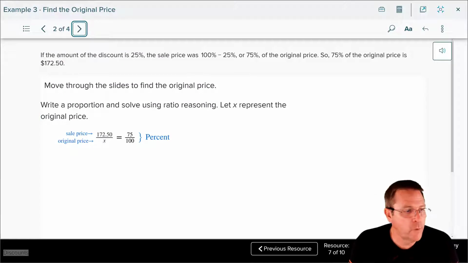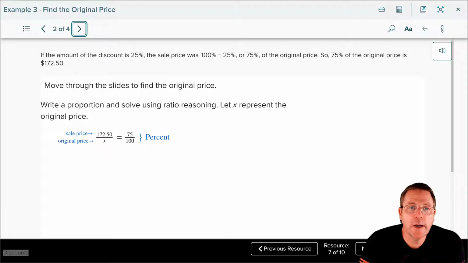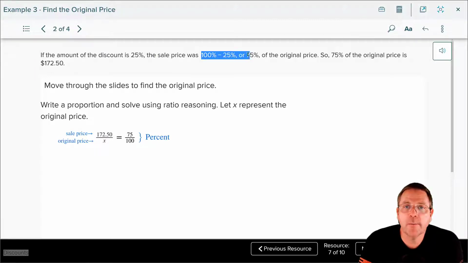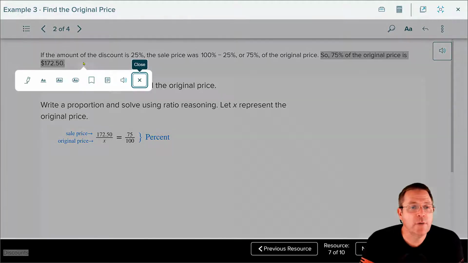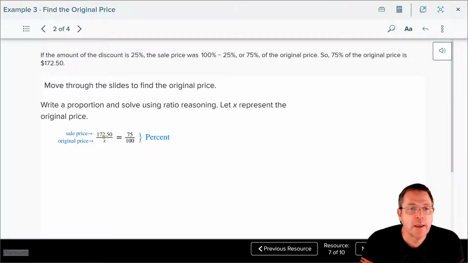So to start off with, they set up the problem. They said that if the amount of discount is 25%, then the sale price was 100% minus 25%. That means 75%. So you're still paying 75% of the original price. And we know that 75% of the original price was $172.50.